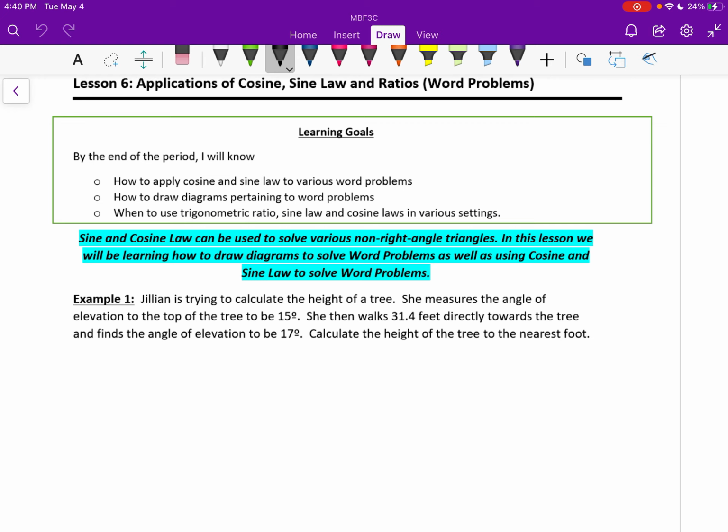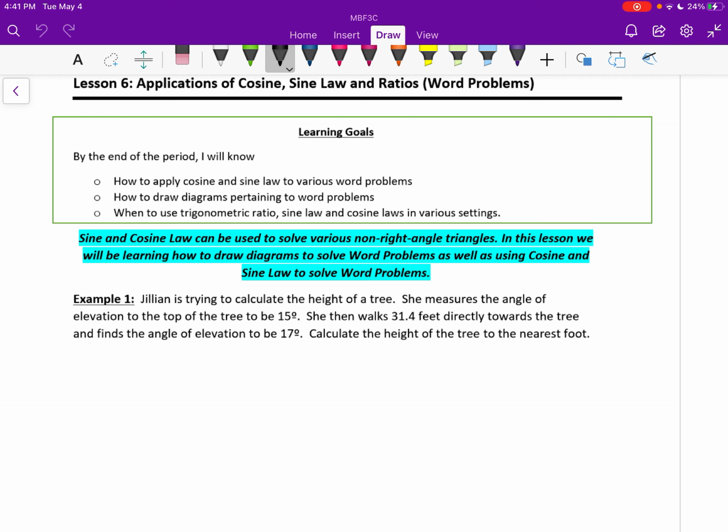So sine and cosine law can be used to solve various triangles. In this lesson, we'll be drawing diagrams to solve word problems, as well as using cosine and sine law to solve them. We'll also be talking about how to use trig ratios, in conjunction with cosine and sine law. It's important to remember that you only use cosine and sine law for triangles that are not right angle triangles, and you use trig ratios only in right angle triangles.